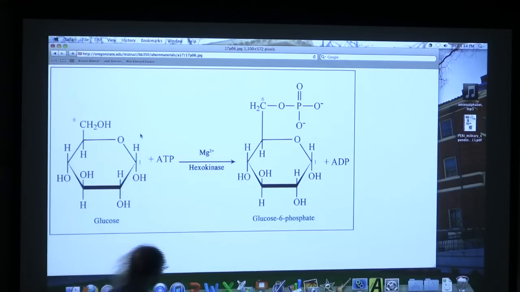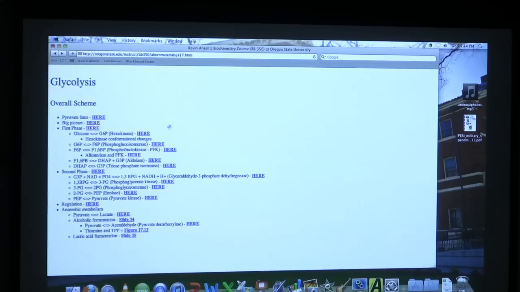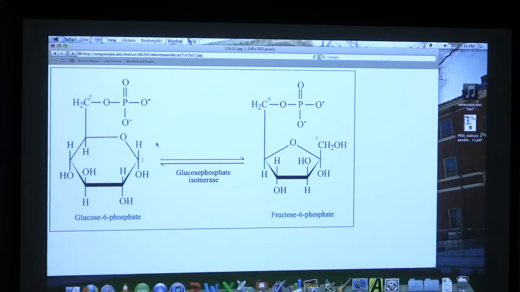Hexokinase. Okay. The second step of glycolysis involves what's called an isomerization. That is, it is changing the structure. It's an isomerase. Okay, so look at what's happening here. Here's glucose 6-phosphate, which is an aldose. This guy is being changed into a ketose by this enzyme called glucose phosphate isomerase.